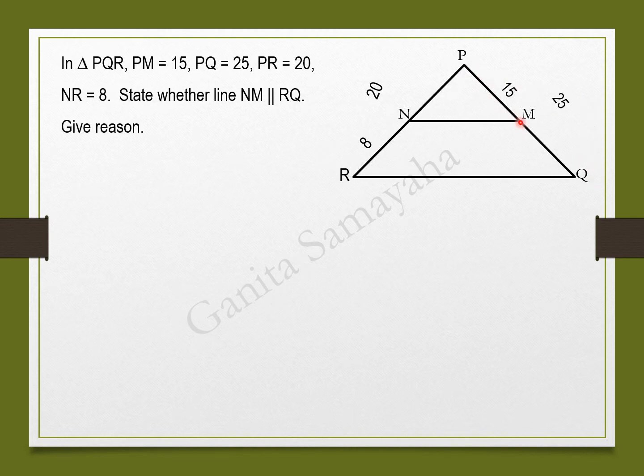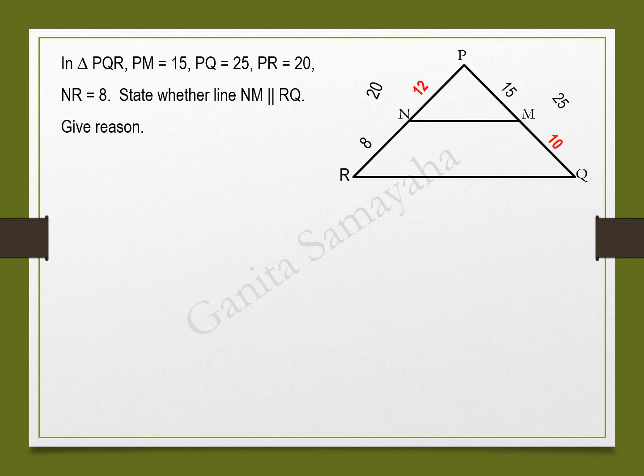So we need to apply the basic proportionality theorem, BPT, which means we should know the value of NR and PN, PM and MQ. So given PR and NR, is it difficult for us to find PN, children? Not at all. It is 20 minus 8, which is 12. So also here we have got PQ as 25 and PM as 15. So what will be MQ? 25 minus 15, which is 10. Okay. Let us apply BPT and then substitute.